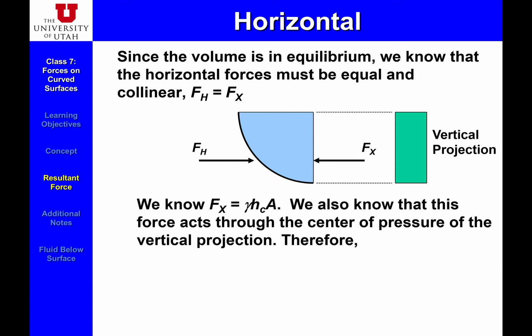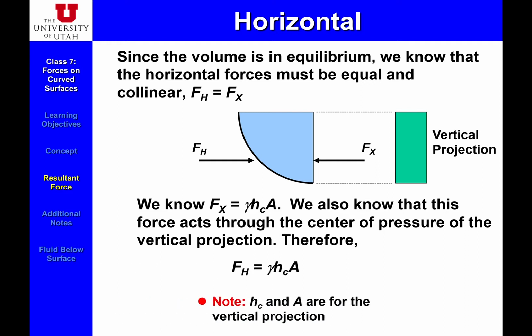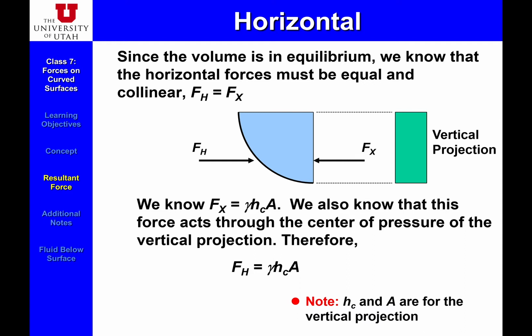And we know that we can compute Fx as the specific weight times the depth to the centroid times the cross-section area. We also know that this force acts through the center of pressure of the vertical projection. So we can say that the horizontal force is equal to the distance to the centroid in that vertical projection times the cross-section area of the vertical projection.